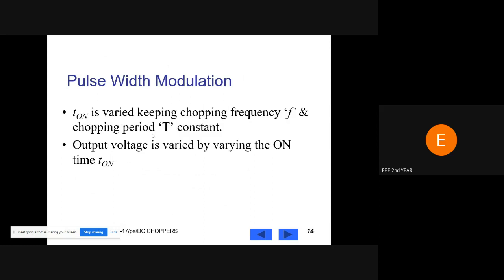We can fix T on as a constant and T off as a variable one, or else we can fix T off as a constant and T on as a variable one. So here the first point is that T on is varied, but we keep the frequency f and the chopping period T constant, and the output voltage is varied by varying the on time.